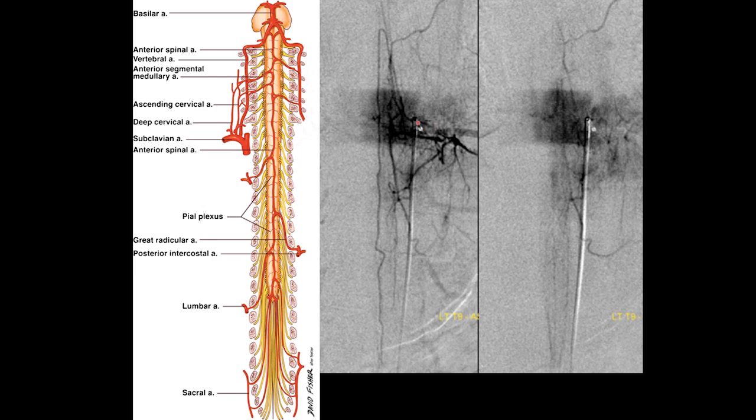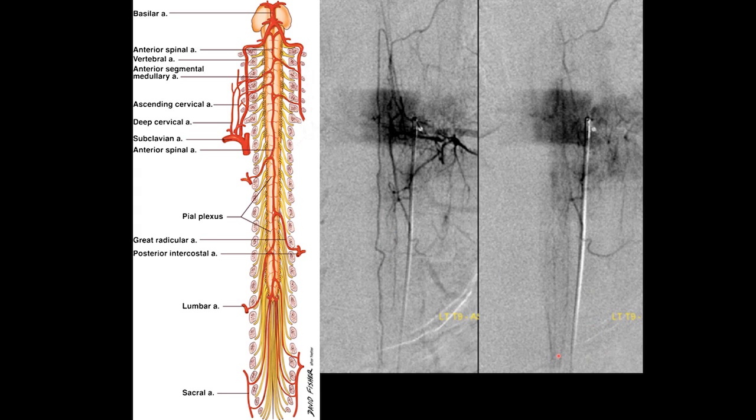The left T9 is injected. It supplies the radiculomedullary artery, the Adamkiewicz artery, with then opacification of the anterior spinal artery all the way down. These two images were obtained later in the phase. This is an early arterial phase. This is more like a capillary phase of the same injection.